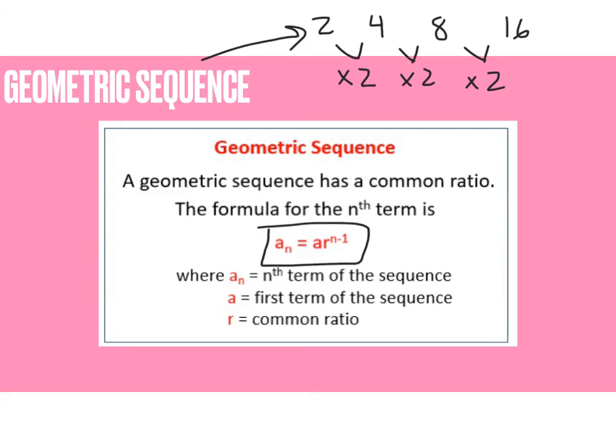This is our formula for geometric sequences. Again, we have a of n is equal to our nth term of the sequence. So that's what we're going to be looking for. a is our first term, and r is our common ratio.